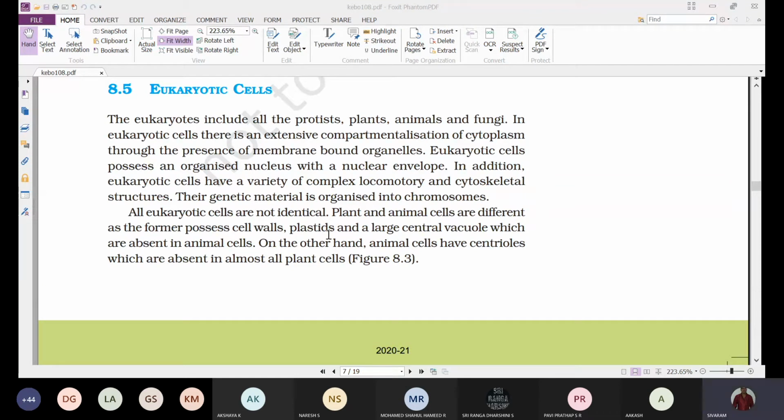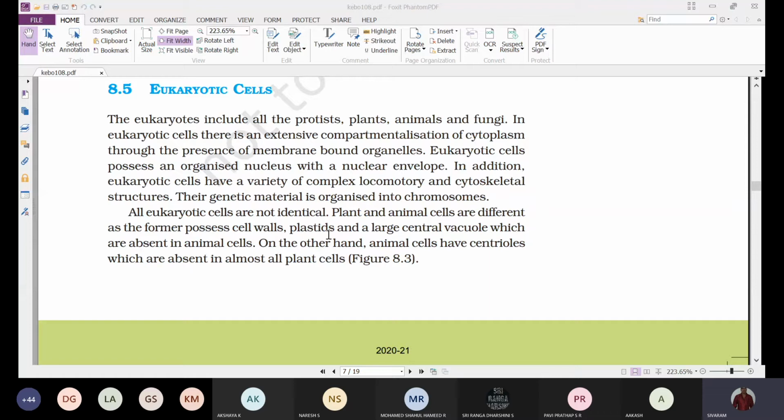Next, all eukaryotic cells are not identical. They're not similar. All the eukaryotic cells are not similar. We'll find certain differences. For example, you can see the plant and animal cells are different as the former possess cell walls. Former means the plant cells. Plant cells possess a cell wall, they possess plastids, and they possess a large central vacuole which are absent in animal cells. So the cell wall is absent in animal cells.